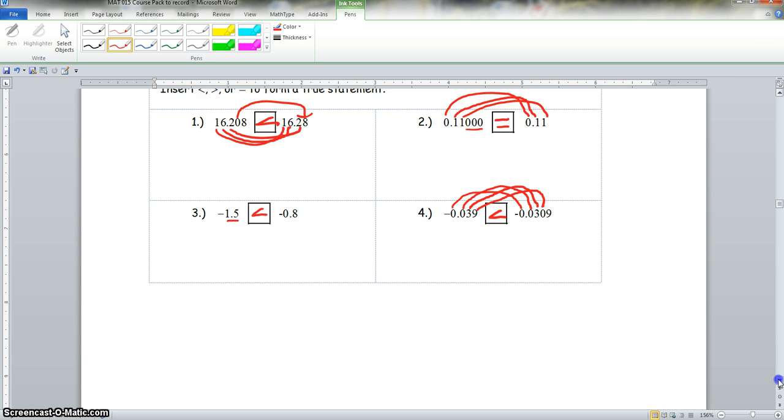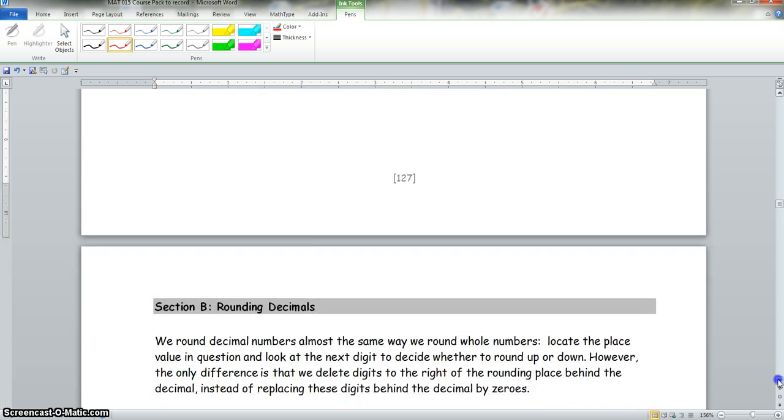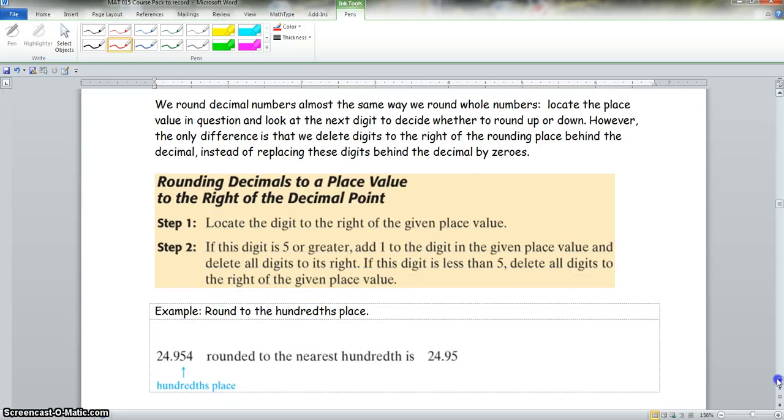So now we scroll down here. Rounding decimals. Okay, let me explain rounding decimals. Rounding decimals is somewhat like what we were doing when we rounded whole numbers. The only difference is when you round a decimal, every digit behind that place value drops off. It does not turn into 0.